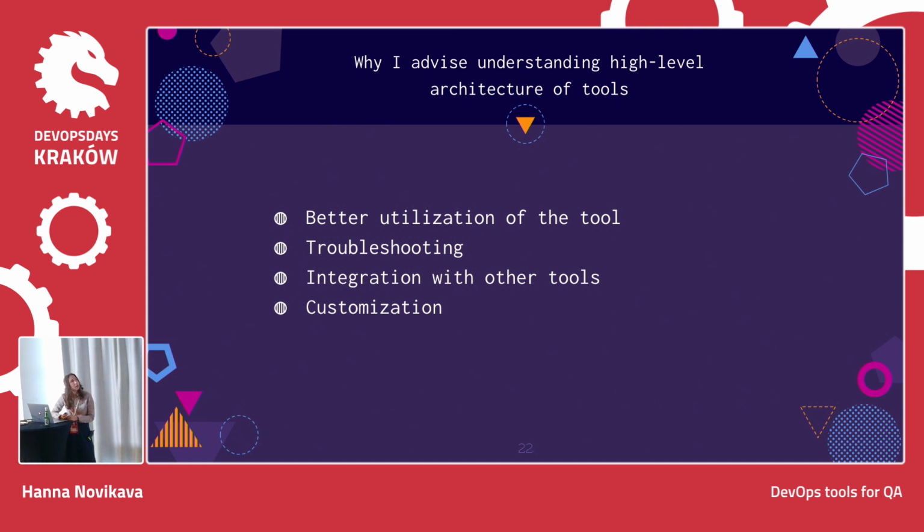Troubleshooting. It's about problems. For example, if you run a Docker image, a Docker container, or a service in Kubernetes and something doesn't work, if you don't know the architecture overview of this tool, you will always have to ask somebody to help you. And it's not a productive way.